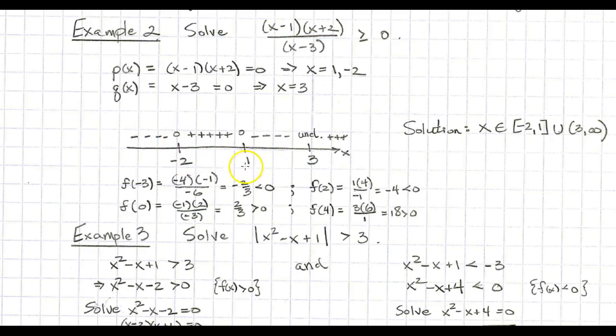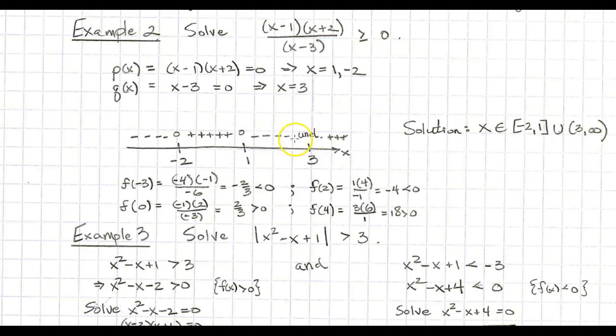Now between minus 2 and 1, I'm going to pick a value that's easy to plug in. I probably pick x equals 0. So I pick x equals 0, plug it in, I get minus 1 times 2 over minus 3. I get 2/3, which is positive. So I'm going to put in little plus signs over here to indicate that between minus 2 and 1, the function is positive everywhere. Again, at 1, it's 0.